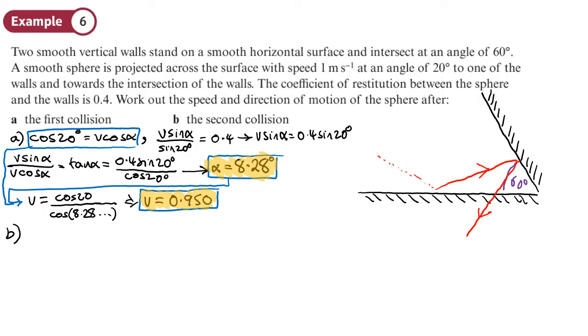So here, this angle here, which I'll call beta, that's the angle that I will need to find. I've worked out V, so this is 0.950. I've got this angle here, that's my 8.28 degrees to three significant figures.